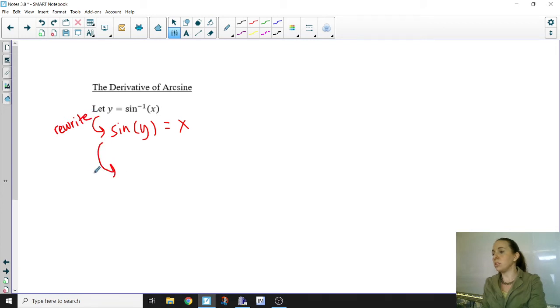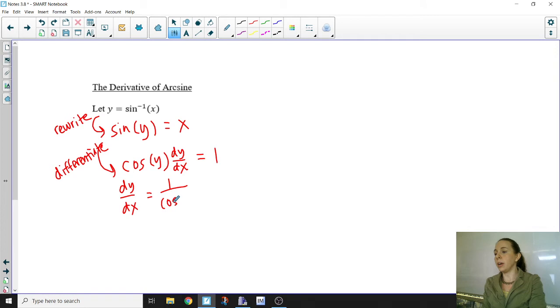Now I am going to differentiate with respect to x, and that is going to need implicit differentiation, right? The derivative of sine of y is cosine of y times dy over dx, because we just took the derivative of a y, we have to multiply by dy over dx. On the other side, the derivative of x is 1. Solve now for dy/dx. dy/dx equals 1 over cosine of y.